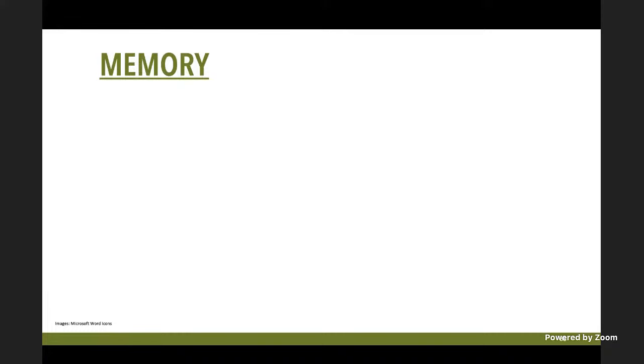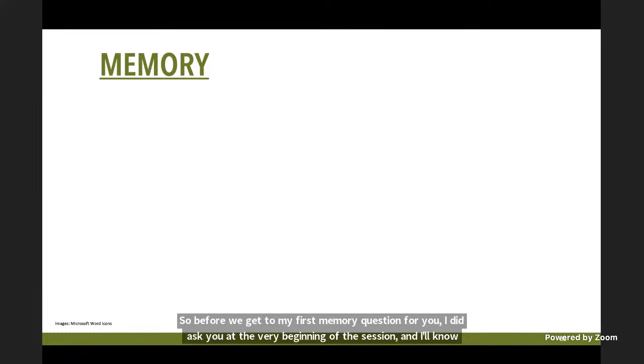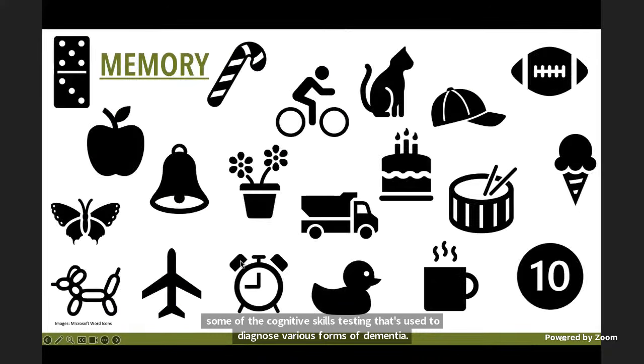And that's just a quick little memory test, right? You actually find something like that in some of the cognitive skills testing that's used to diagnose various forms of dementia, where they'll give you some random words that they want you to remember, and then they'll engage you in something else and then come back to you in a bit to see if you remembered them. And so something like this could be the same. So I'm going to leave this picture up for about 10 seconds, and I want you to try to remember as many things on this picture as you can.